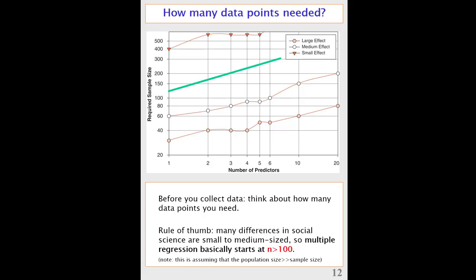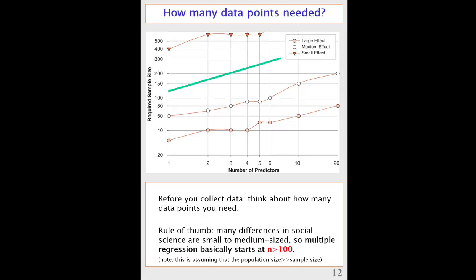Here you see on the horizontal axis the number of predictors that you have, so the number of x variables, ranging here from 1 to 20. And there you see the required sample size on the vertical axis. And you see 3 non-greenish lines and a green line in there, for different sizes of effects. Obviously you see here, the one with the triangles, this is for small effects. Obviously if you want to find something that's small, you need a large sample.